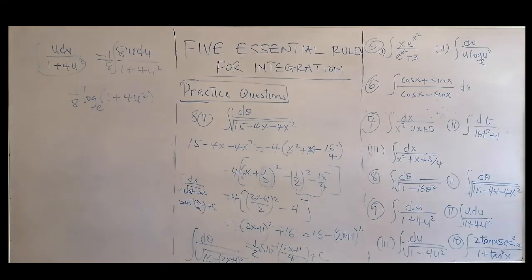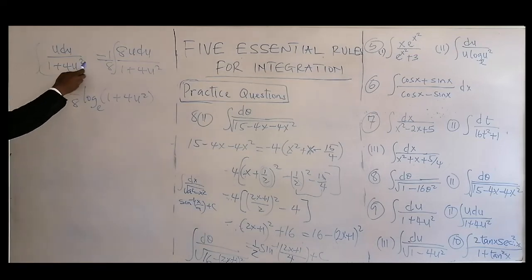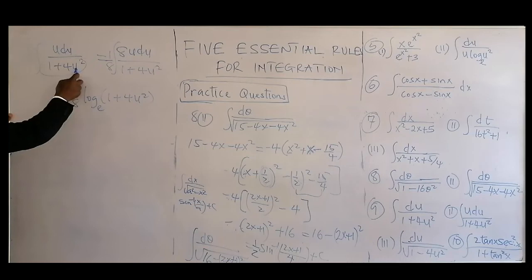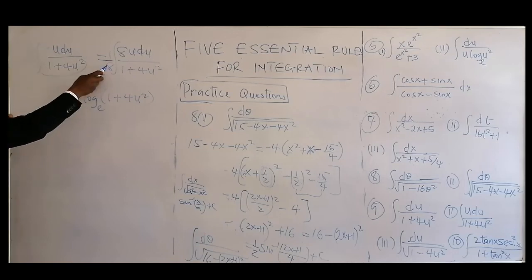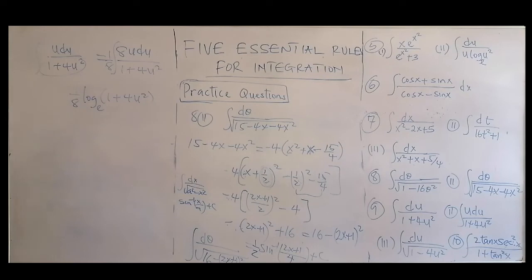Then the next question, we have done that. The derivative of this one is 8u, and this is u here. So how can you make this one become 8u? Multiply it by 8 and take it outside, dividing also by 8. That's what we have done there.